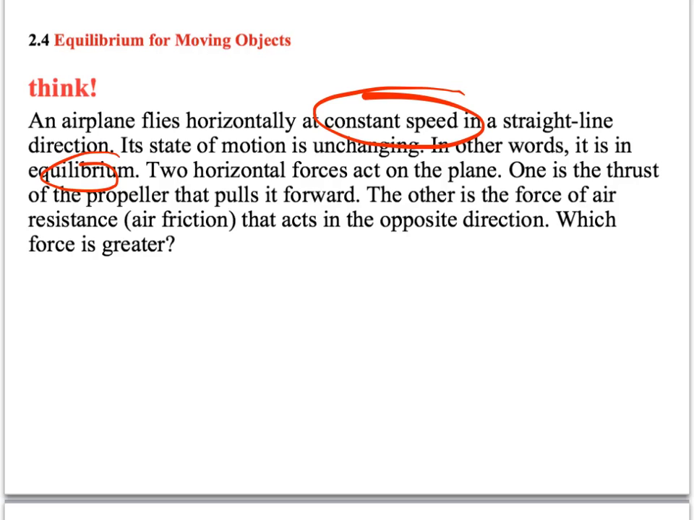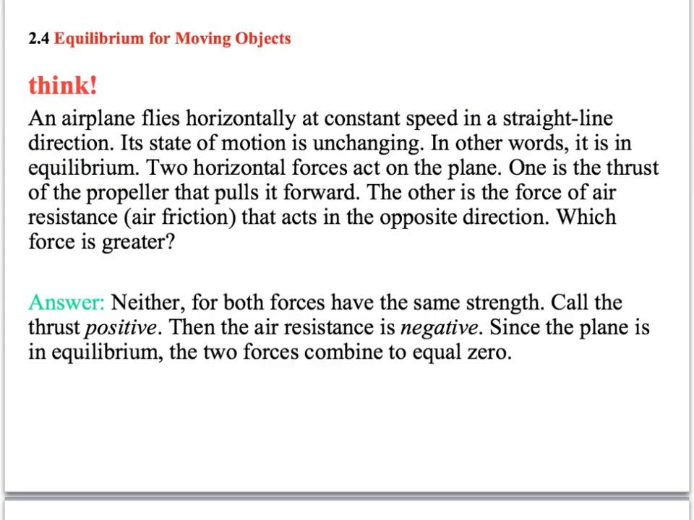Two horizontal forces act on the plane. One is the thrust of the propeller, which pulls or pushes it forward. The other is the force of air resistance, which acts against the plane. Which one is greater? I hope that you said they are equal to each other. Your clues were the constant speed, the word equilibrium.